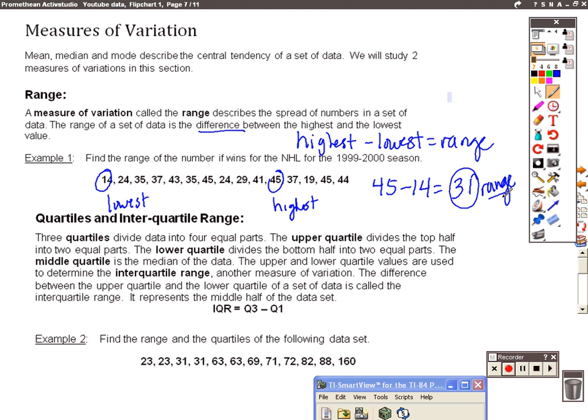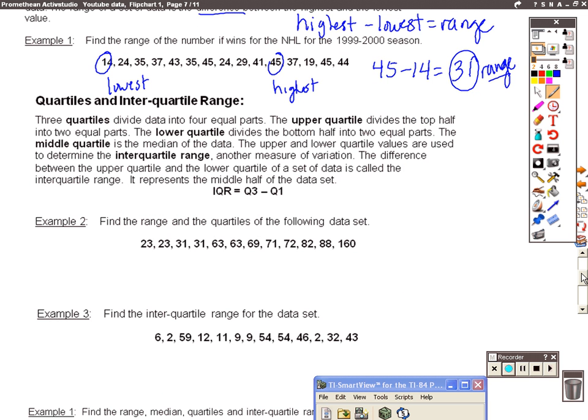Now, the next definition, quartiles and interquartile range. Data can be divided, there are 3 quartiles, which divide the data into 4 equal parts. In just a minute, or in the next video, we're going to look at what's called a box and whisker graph. The upper quartile divides the top half of the data into 2 equal parts. The lower quartile divides the bottom half into 2 equal parts. And the middle quartile is the median of the data.